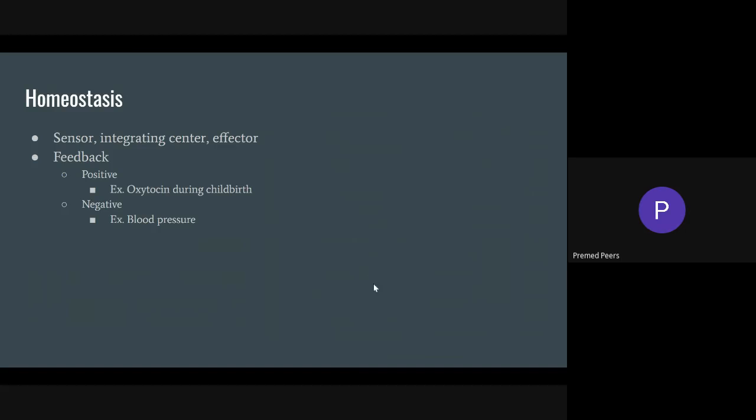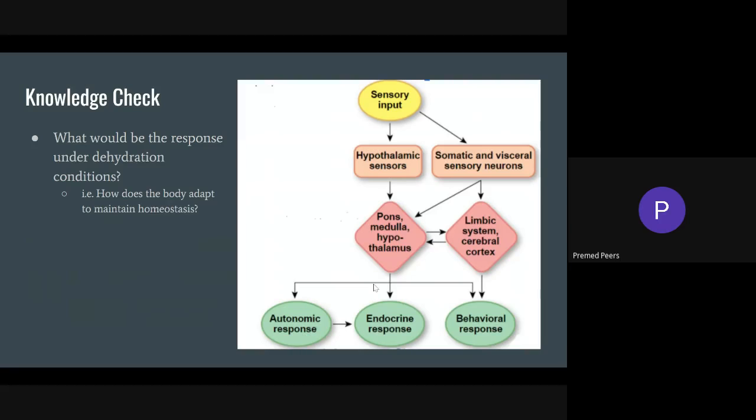All right. So we're going to do a bit of an open-ended question. I just want to get you guys thinking about how all of this applies to a real world situation. So for example, knowing that there are different responses in your body that are necessary to maintain homeostasis, how do you think that your body would respond under dehydration conditions? Or how would it adapt to maintain homeostasis?